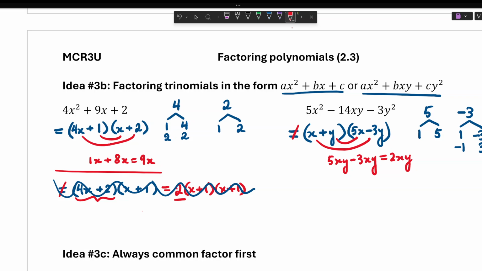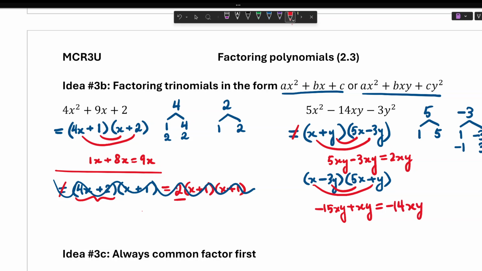But when you're checking these, make sure that you also check it the other way, because it still could be 1 and 3, or 1 and negative 3, but maybe you just need to swap the locations of those. So if you do it this way, maybe you're going to get negative 15xy and positive xy, and you can see that actually does work. Okay, so this is the correct factorization. Moral of the story is, if it doesn't work one way, flip it and try the other way.